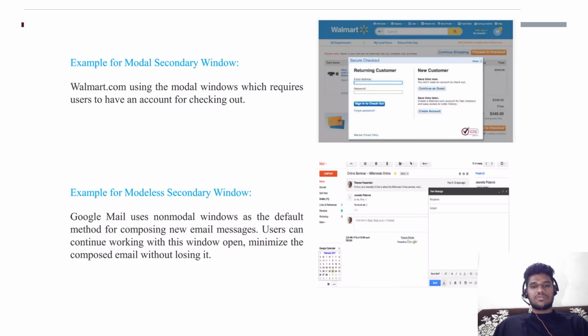Google Mail. It uses a modeless window as the default method for composing new email messages. Users can continue working with this window open, minimize it, and compose without losing it.